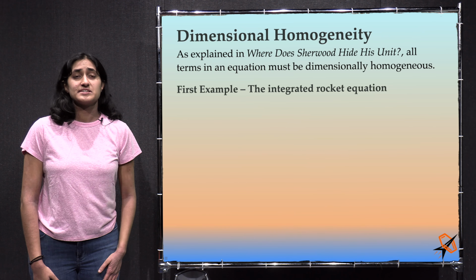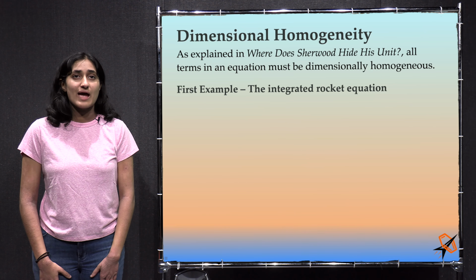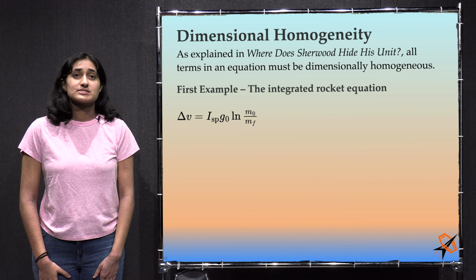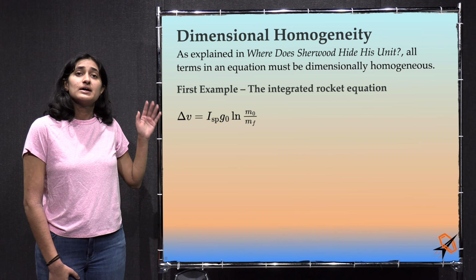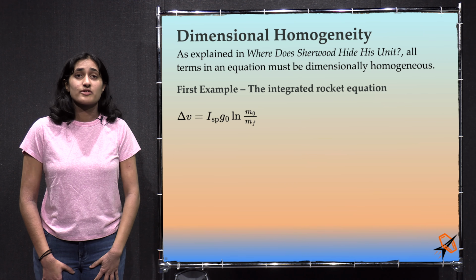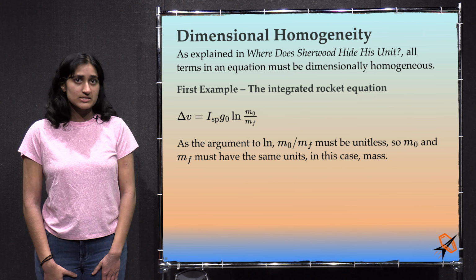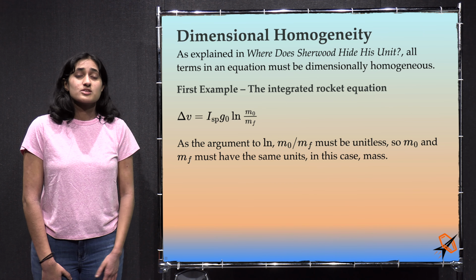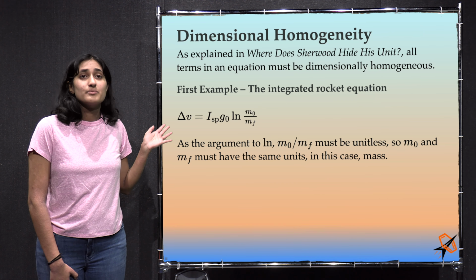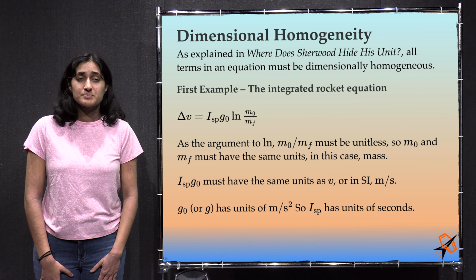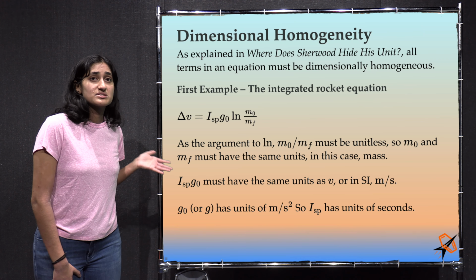Our first example is the integrated form of the rocket equation without drag or gravity. The change in velocity is the specific impulse times the standard gravity times the natural log of the launch mass divided by the dry mass. As mentioned, transcendental functions such as the natural log are dimensionless and must have dimensionless arguments. So m0 and mf must have the same units, and Isp times g0 must have the same dimensions as delta v. For SI units, delta v has units of meters per second, and g0 has units of meters per second squared. So Isp, the specific impulse, must have units of seconds.